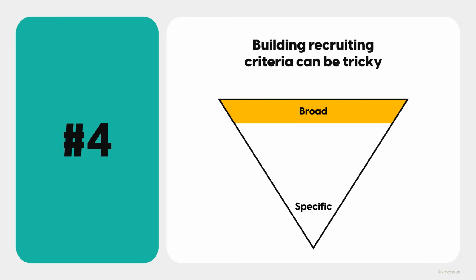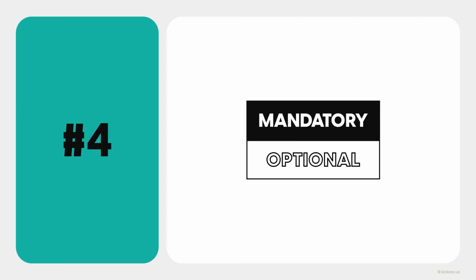If you define the criteria too broadly, you might end up with people who don't really represent your users. If you're too specific, you might accidentally weed out good candidates and not be able to find people to participate. Try building criteria that are the right balance between broad and specific. Research criteria include two categories, mandatory and optional. Mandatory means that the person fits every single item listed.